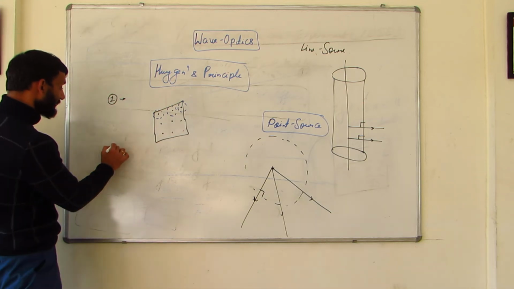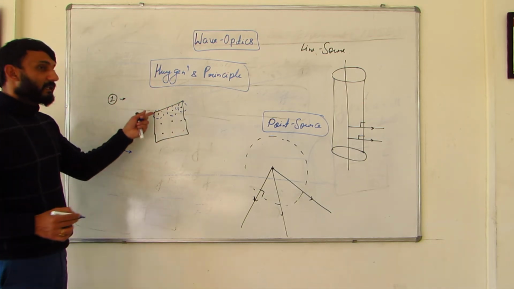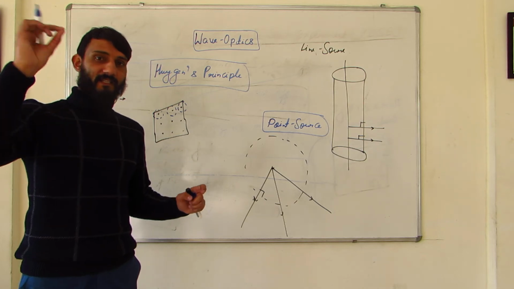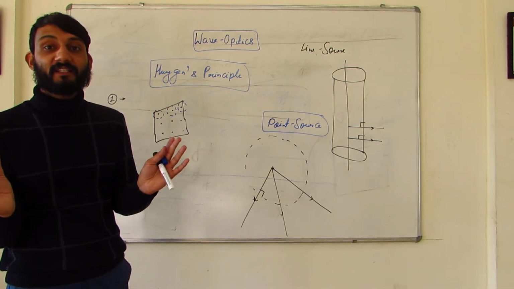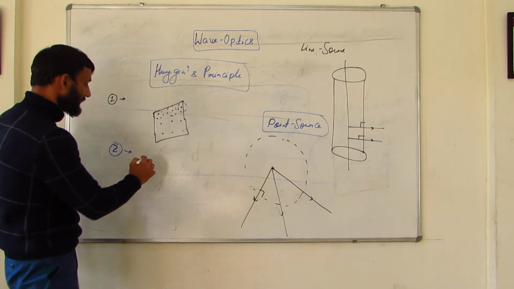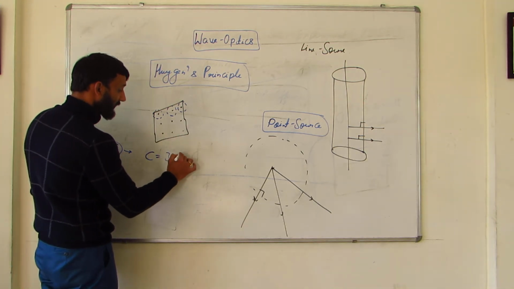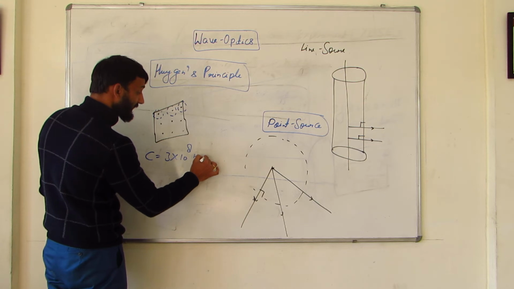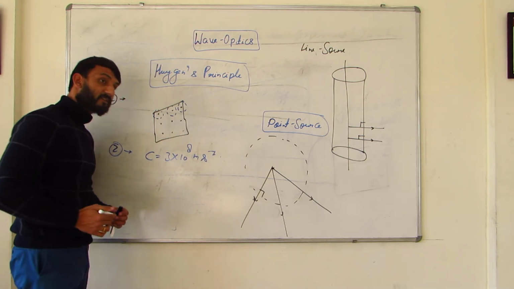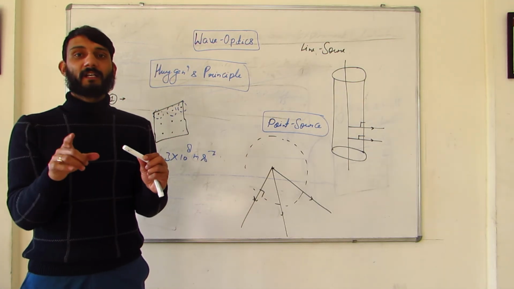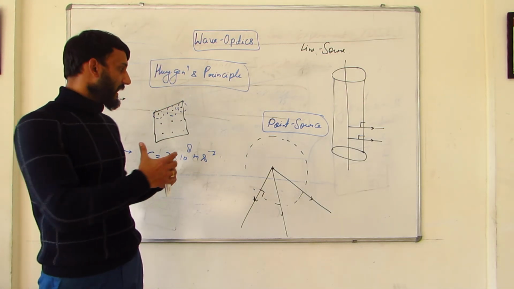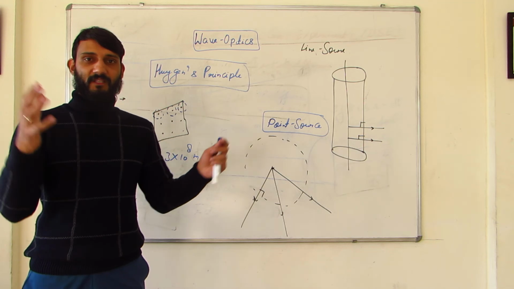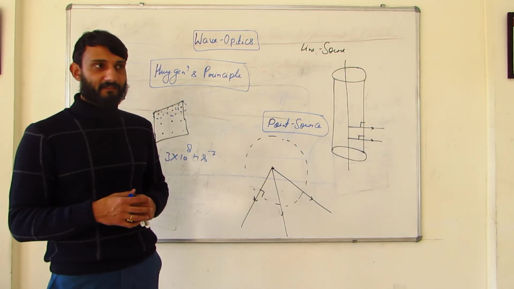Now the second point which he mentioned was that the points are making the waves, and these waves are moving in all possible directions with the speed of light. Now what is the speed of light? 3 into 10 to the power 8 meter per second. This is the second thing he said. First thing he said: the points on a wavefront are producing their own waves. These waves are moving in all possible directions with the speed of light.